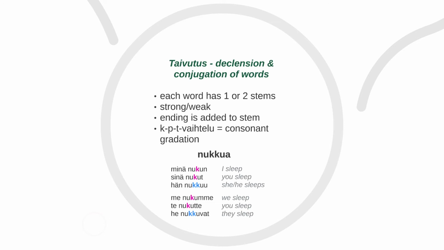Nukkua, to sleep. As you can see, the third person singular and the third person plural both have double K, and everything else has just 1 K. So this is a typical case of a verb that has 2 conjugation stems. So when you know which stem to use, you can just add the personal ending, and then you have a fully conjugated verb. Minä nukun, sinä nukut, hän nukkuu, me nukumme, te nukutte, he nukkuvat.